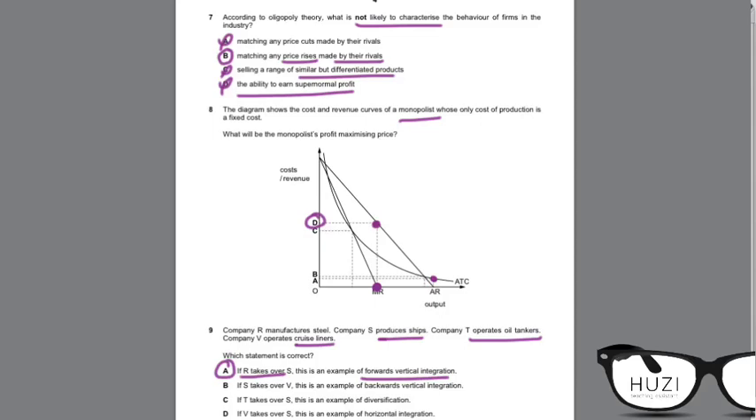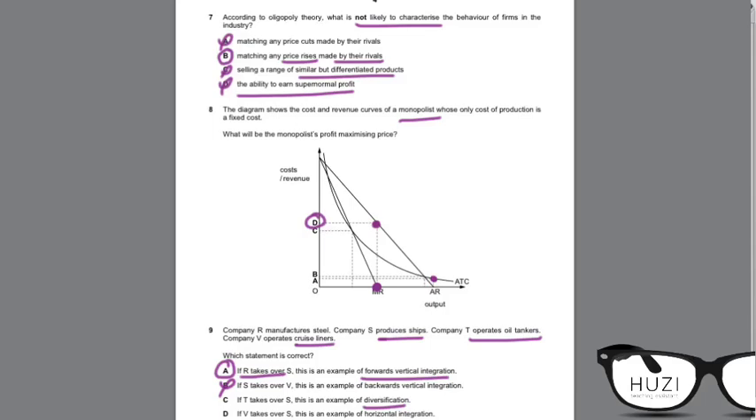Okay, let's look at the other options. S takes over V is an example of backwards vertical integration. Cruise liners, ships, they're basically the same thing, ships. Sea transportation. So this is not a vertical integration. This is a horizontal integration, a merger or actually a takeover. So B is not the answer. C. If T takes over S, this is an example of diversification. Oil tankers and produces ships. This could be the answer as well, diversification.